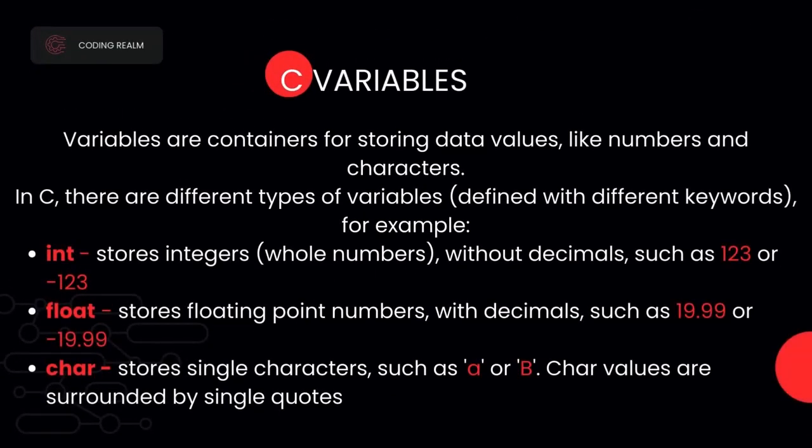Now let's talk about variables in the C programming language. Variables are containers for storing data values, like numbers and characters. In C, there are different types of variables defined with different keywords.